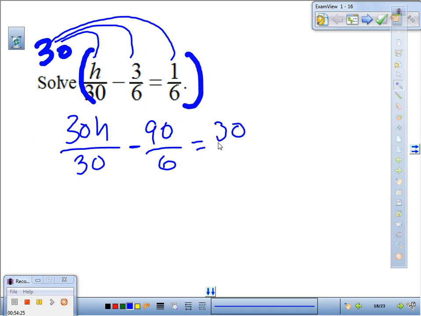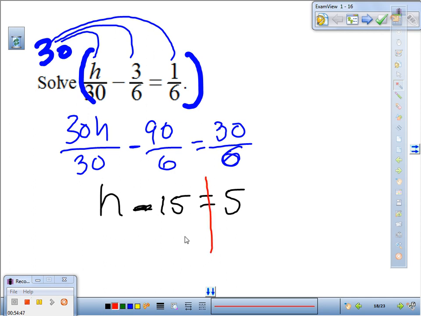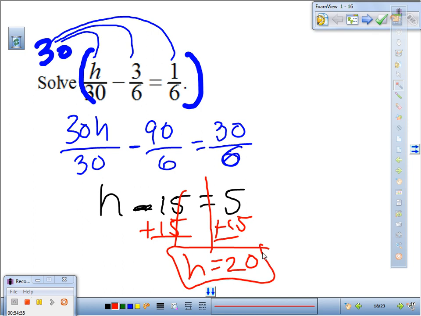equals 30 over 6. Well, Mr. Q, why do we need to multiply times the common denominator? So we can simplify it and work without any fractions. Here we go. What is 30 over 30? 1h. Negative 90 divided by 6, that's 15. And 30 divided by 6, that's 5. Do we know how to solve that? Line down the equal sign, and what do? Add 15, h equals 20.